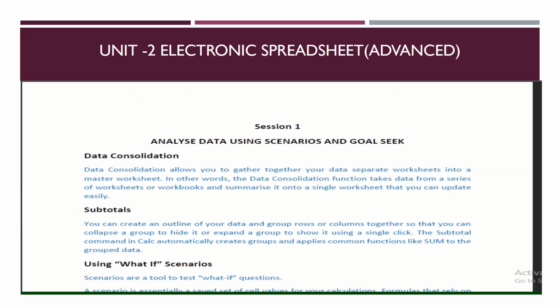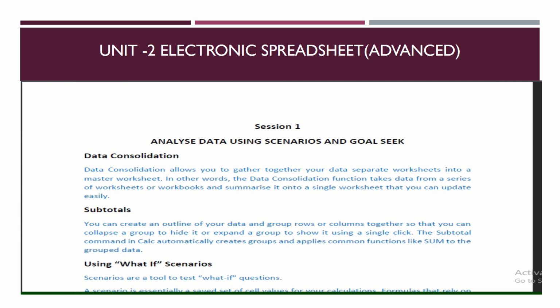Students, in Unit 2 Electronic Spreadsheets, total 4 sessions are there. So here you will get the solutions to all the 4 sessions. The first session is Analyze Data Using Scenarios and Goal-Seek. Students, in this session, you will not find any assessments after this session in your PDF. So, I have added some extra important topics for you. You can study these topics along with the session from your book.